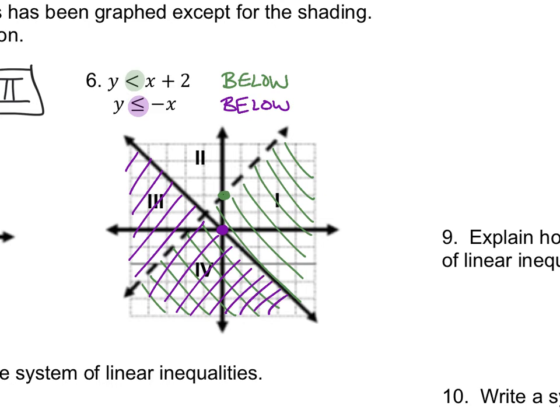So which region on this graph, what number, 1, 2, 3, or 4, are all of the solutions? Region 4 is where all of my solutions would be, because that's where the double shading is, or the overlap in the shading.